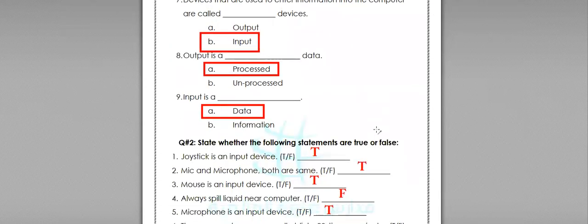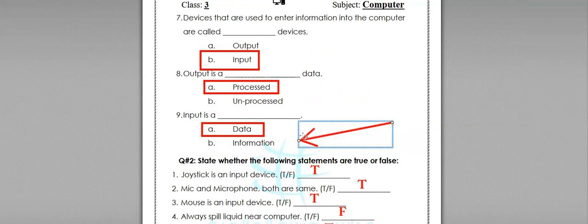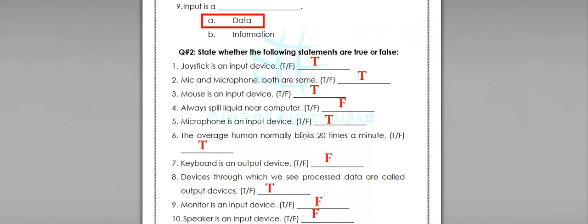Now, point number 7. Devices that are used to enter something into the computer are called input devices. The devices which take something from you and take it inside the computer are considered input devices. Output is processed data. Yes, it's true. It means it's ready to understand, ready to eat, ready to view, or ready to play. Input is data. Yes, input is data, output is information. Now, moving to question number 2.